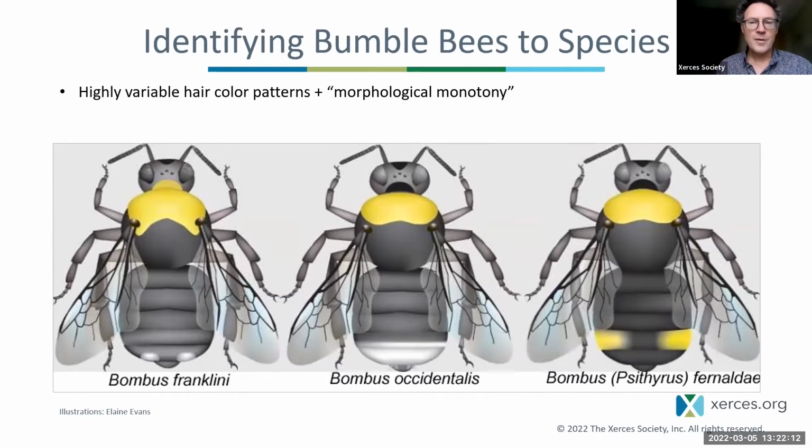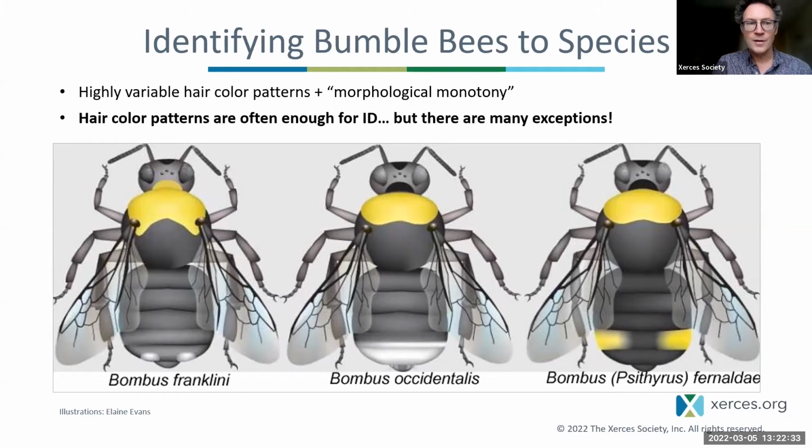Well, the hair color patterns are variable, but there's a lot of similarity among species, and we don't have that many morphological characters that we can use, such as that malar ratio that I just described. You'll see that there just aren't many other body parts that we can measure and say it's longer in this one and shorter in this one.